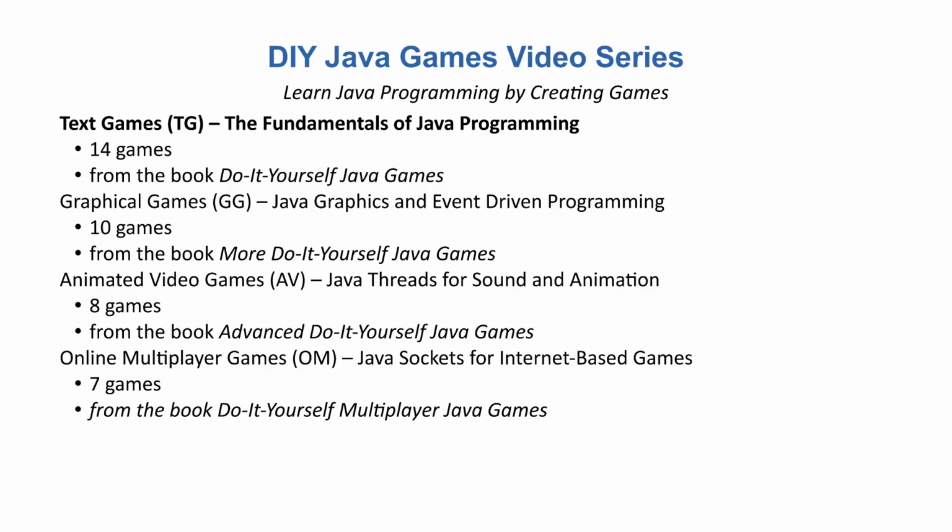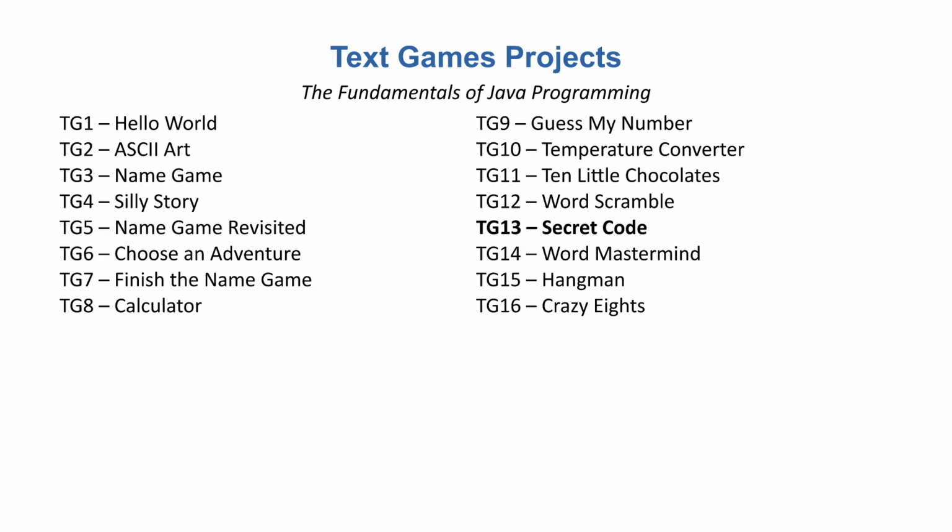We're currently in the Text Games video series, TG, the first of 4 types of game series. The focus of this series is to cover the fundamentals of Java programming. You'll learn how, when, and why Java programs are written the way they are. This series has 16 projects. Each project assumes you already have the skills taught in the previous projects. Unless you have other previous Java programming experience, I recommend that you do all the projects in this series before starting this project. A link to the entire Text Games playlist is provided in the description below.